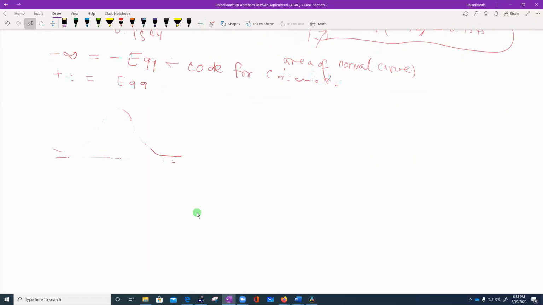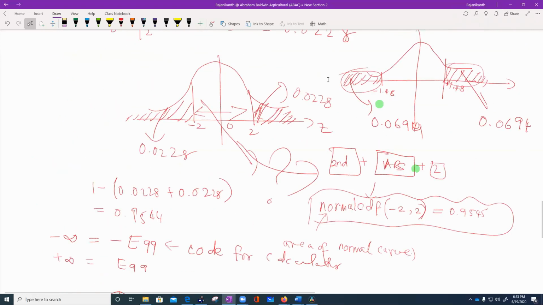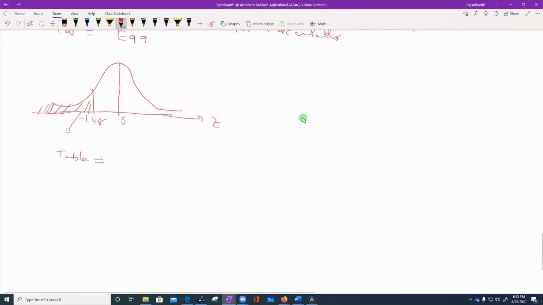You are given a standard normal curve. This is 0. I'm asking you to find, say, negative 1.48. Could you find the left side area by using the calculator? Of course, you could find this answer by using the table, right? The table answer we got earlier, we did this problem here. For negative 1.48, we got 0.0694. But I'm going to use the calculator to find this area without the table.